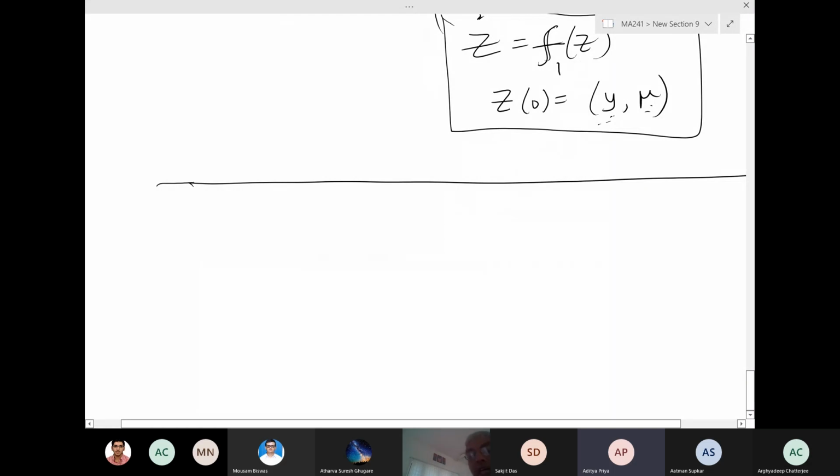So we have done in great detail the proof of dependence on initial conditions and parameters. Now we move on to another very important topic.